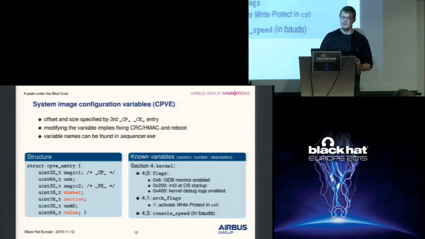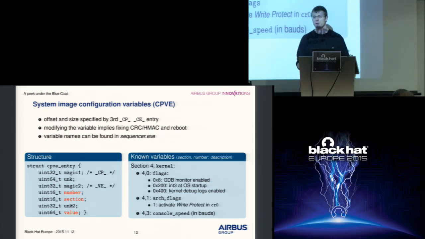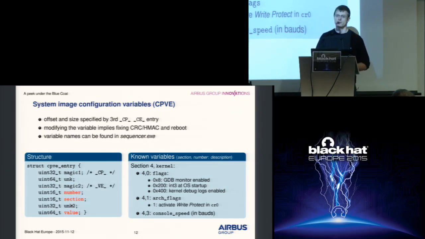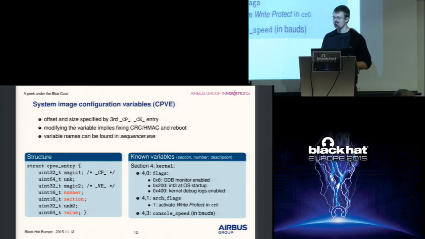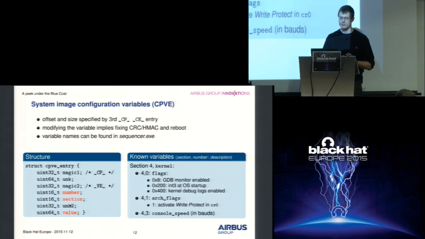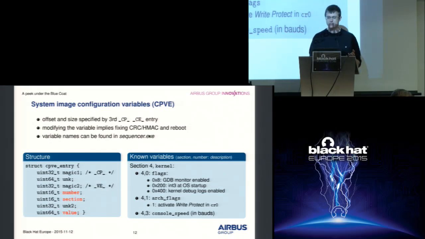So the CPV are the system image configuration variables, which is basically like a kernel boot command line on Linux or the BCD on Windows. It stores the low-level settings for the kernel. So here you have the structure. It's not really interesting. What's really interesting is that you have the variable names, which are referenced by section and number. So you don't have the names in the file system itself. But if you look into sequencer.exe, you have all the correspondence between the numbers and the variable names.